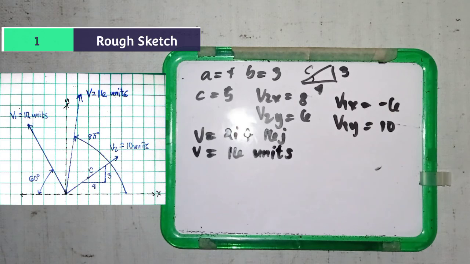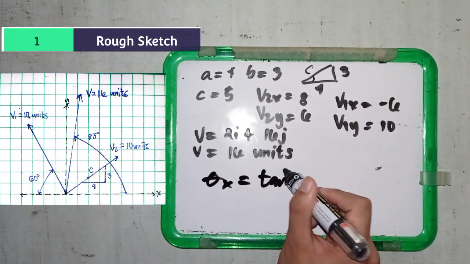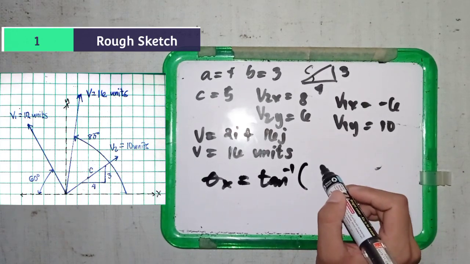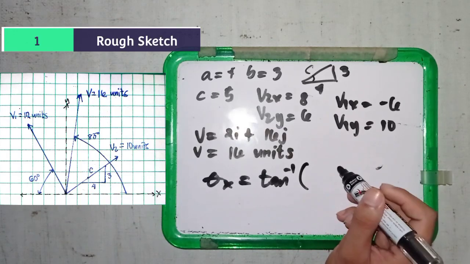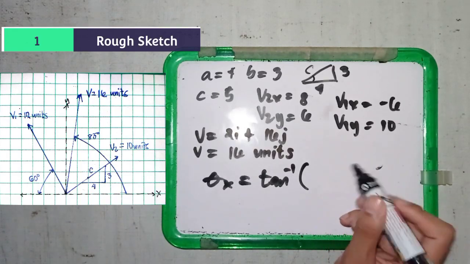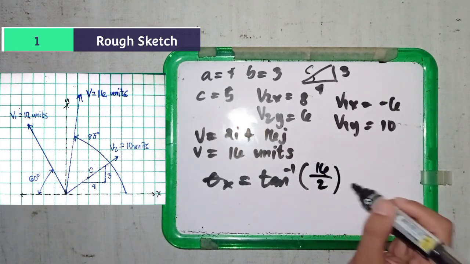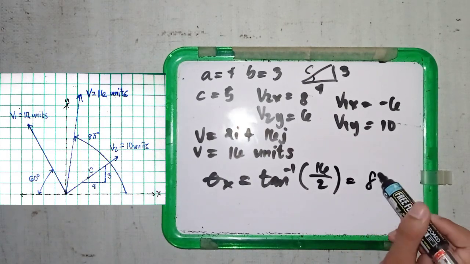Next, we need to find theta x. To find theta x, we can use the inverse tangent and input the y component of the vector sum. So our y component here is 16 divided by 2, which is our x component, and if we solve this, we got approximately 83 degrees.